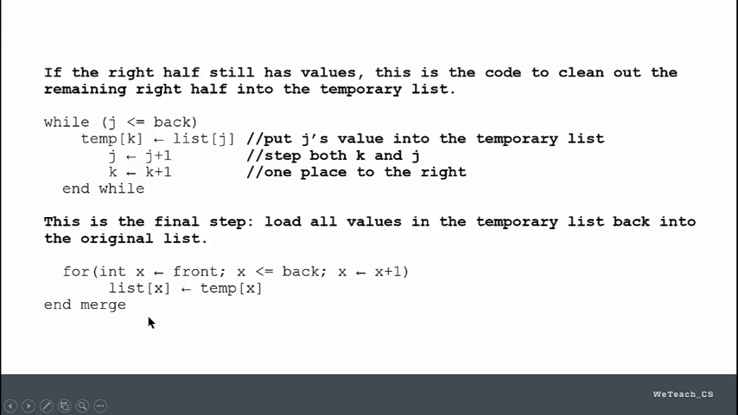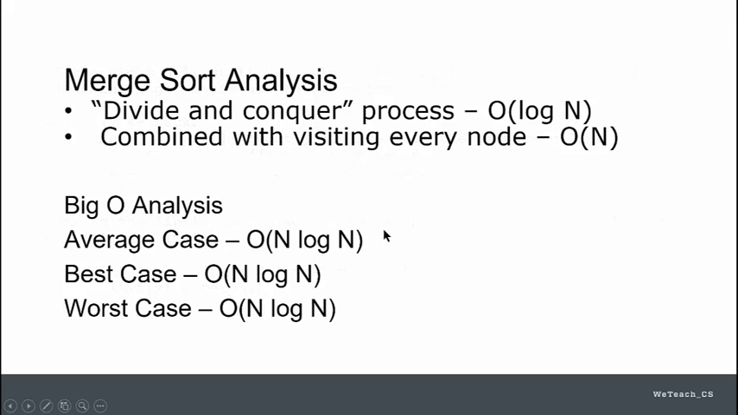The analysis for this is quite easy. Because of the divide and conquer process, it's a log n. But since we have to visit every single node, it's an O of n. So those two combined make it an n log n process.